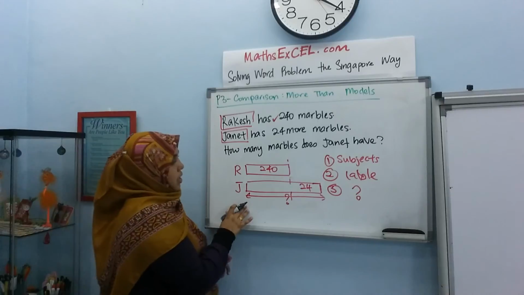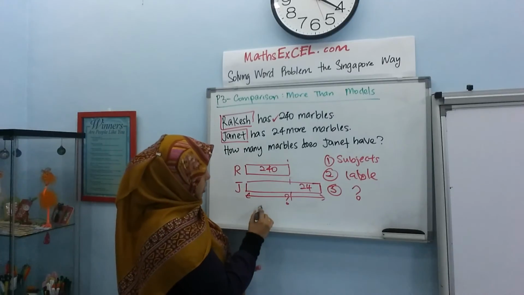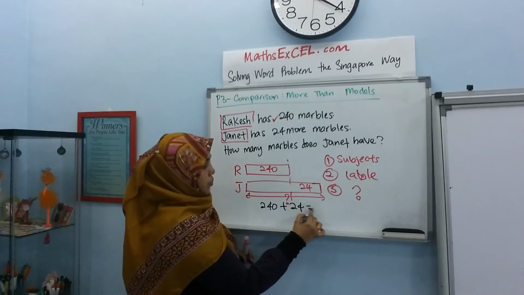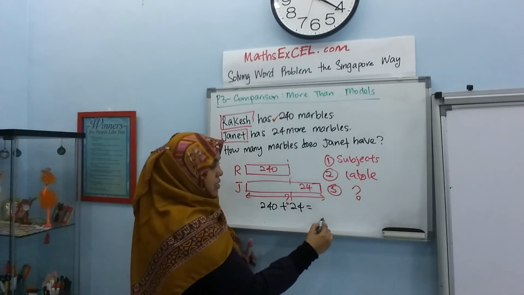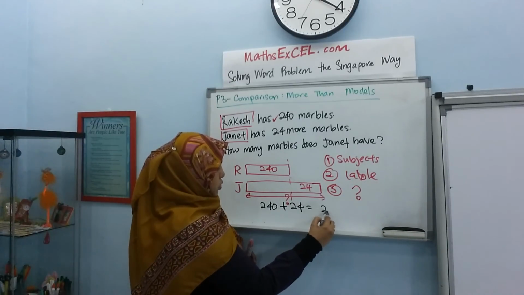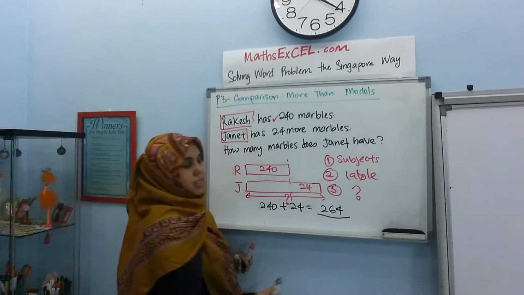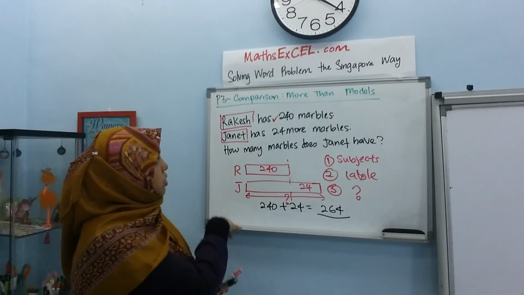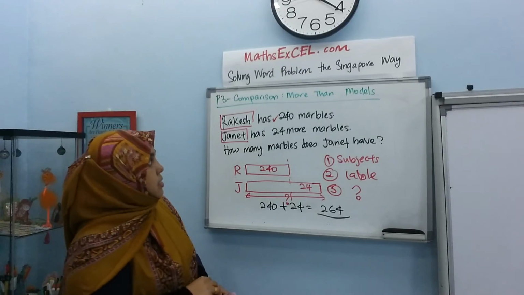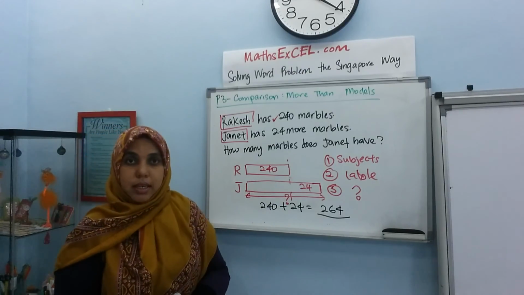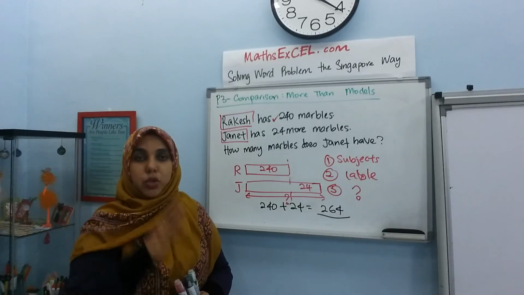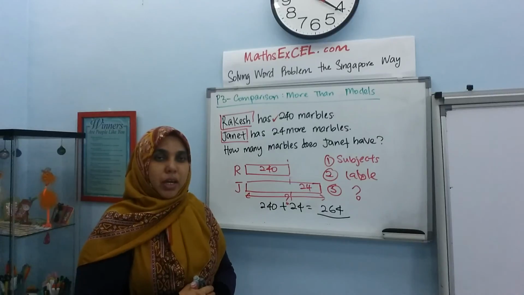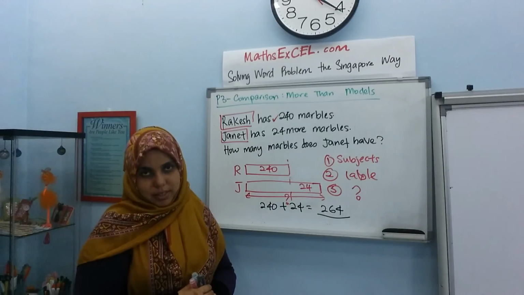So in this case, how do we do it? To get Janet, we have 240 plus 24. We get them to do the working at the side, and the answer will be 264. In the next video, I'm going to share another concept called the less-than models. Then we will share the equal models in the next few videos. So stay tuned and thank you.